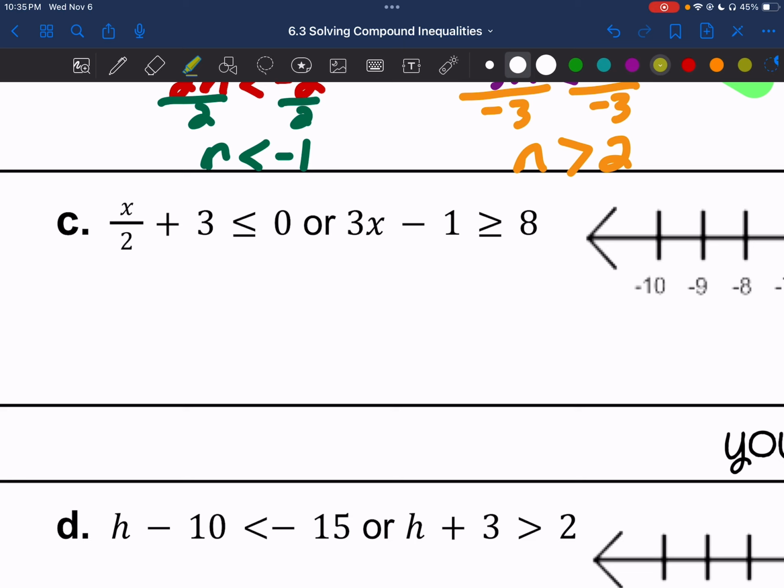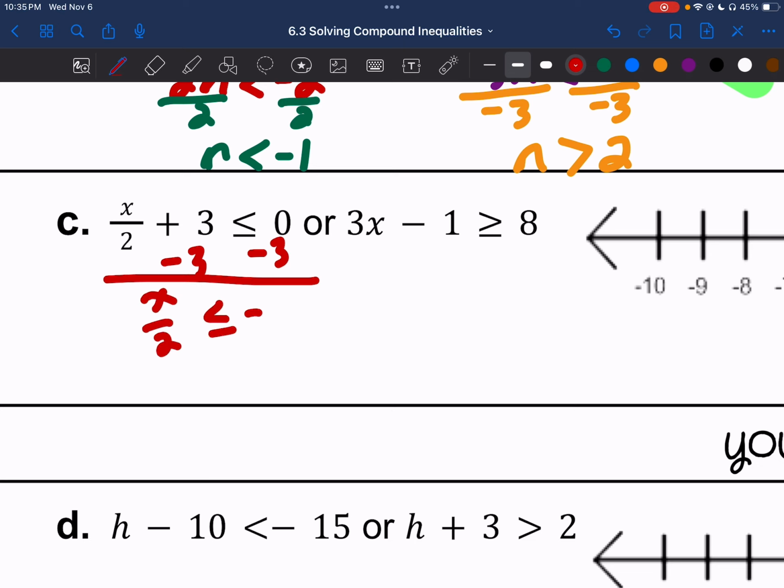Letter C. My first step on the solution on the left is to subtract 3 from both sides. And we get x over 2 is less than or equal to negative 3, in which I'm going to multiply both sides by 2. We get x is less than or equal to negative 6.